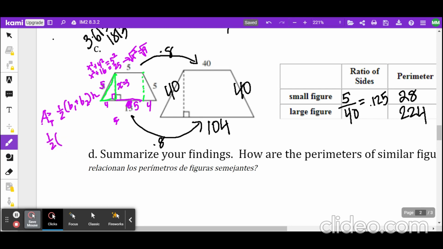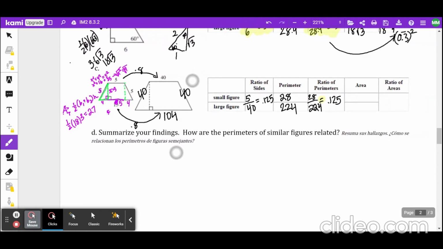So for a small trapezoid, that's 1/2 times 5 plus 13, which is 18, times the height, which is 3. And this becomes 27. So the area of my small trapezoid is 27. All right, I'm going to write that down.